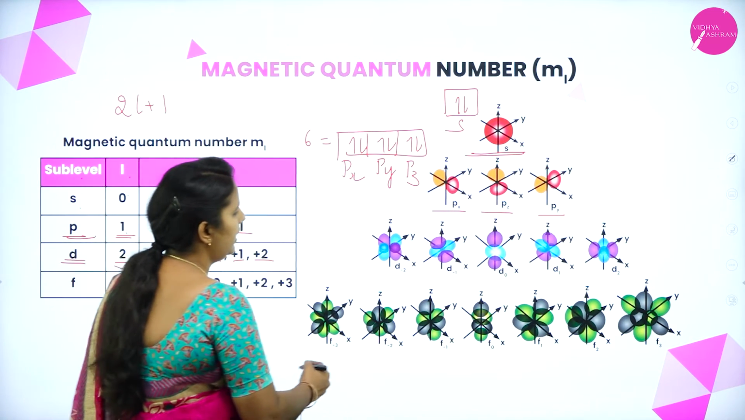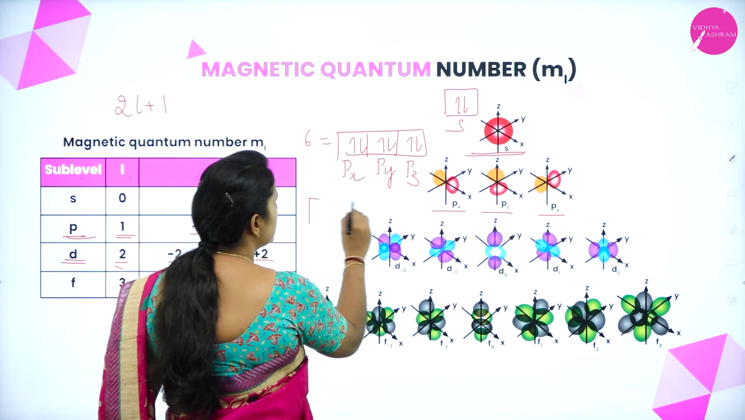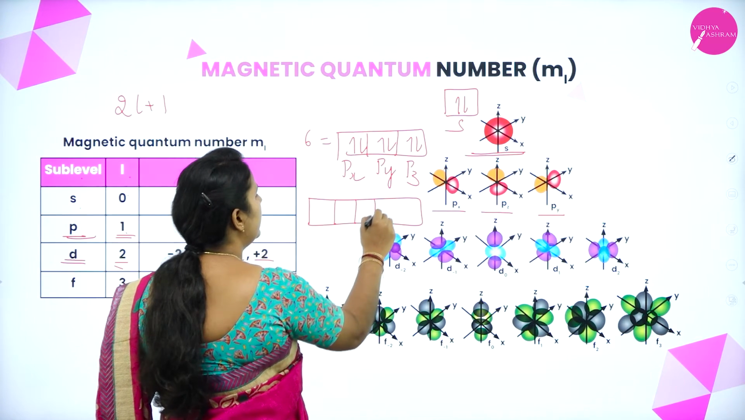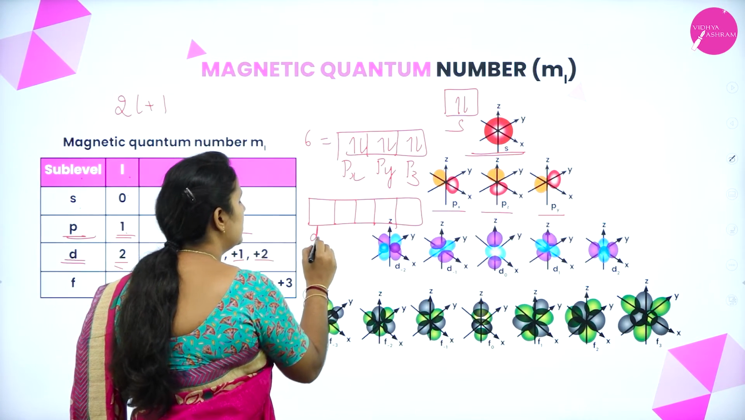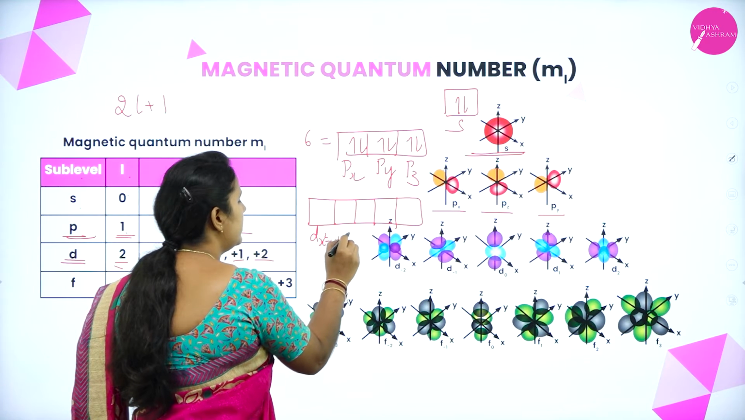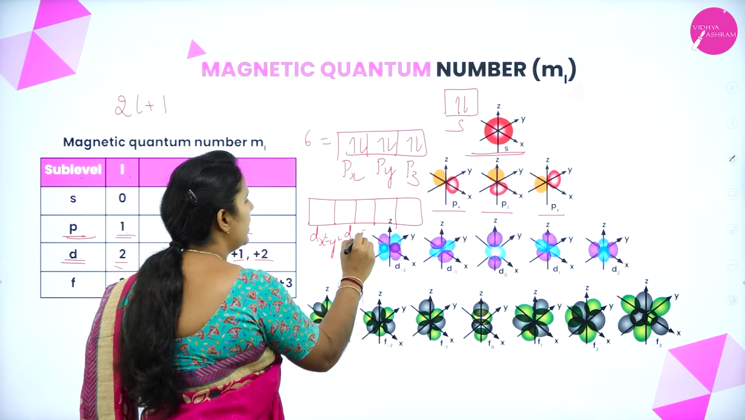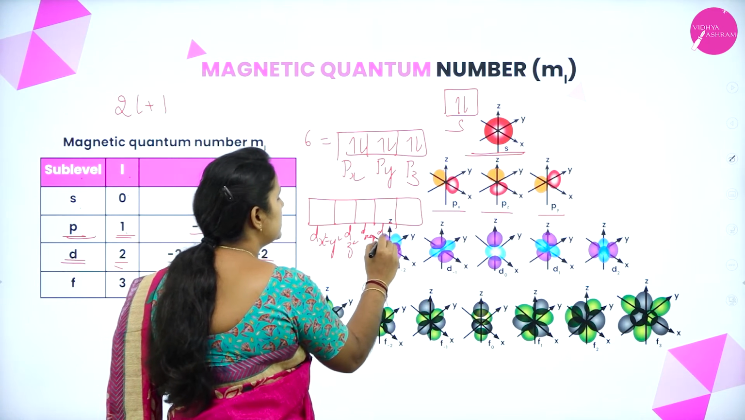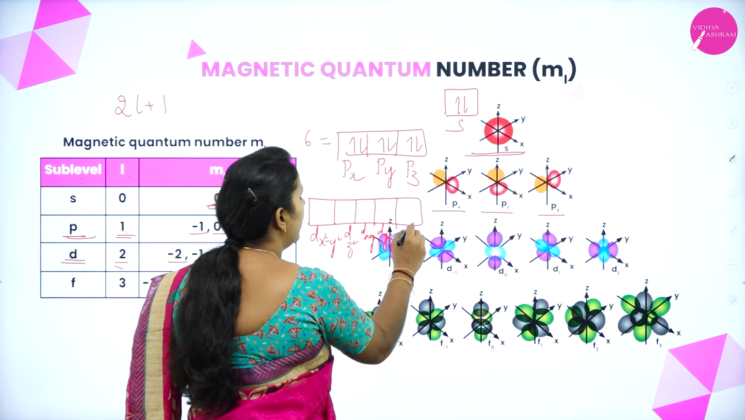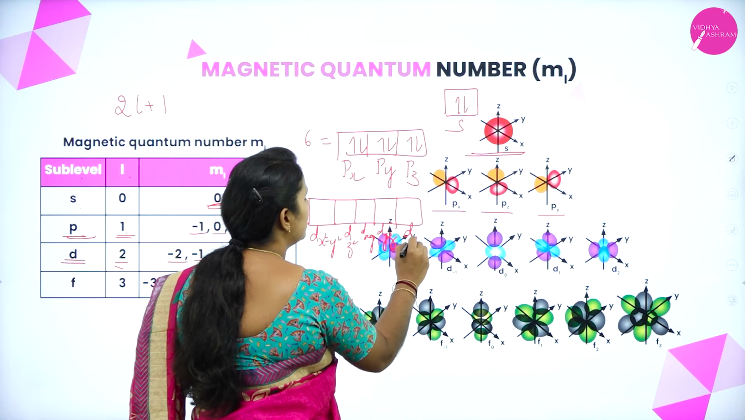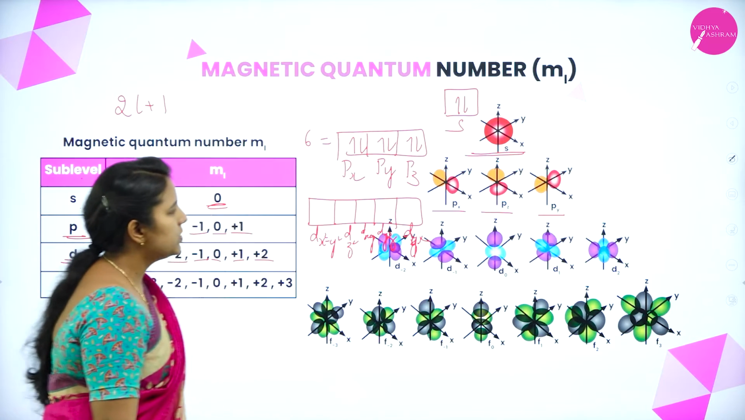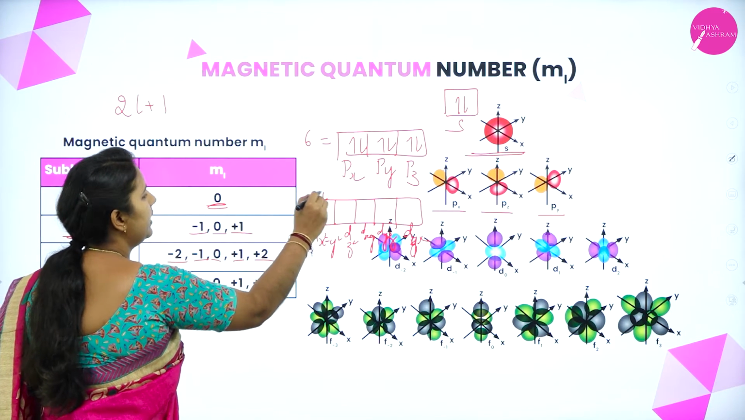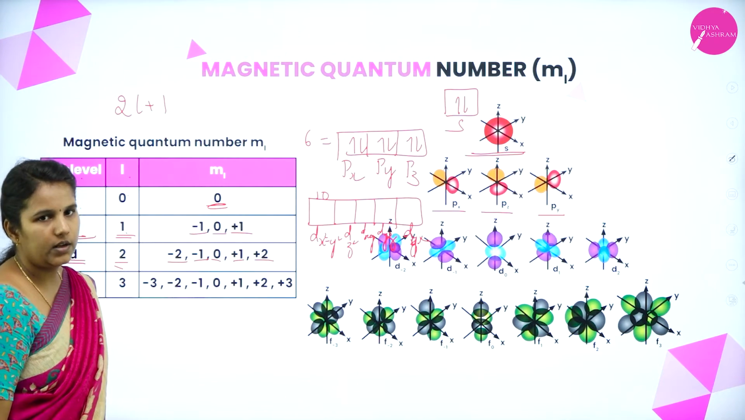Here you can see that the d orbital can be represented with the phi orbital, that is dx square minus y square, dz square, dxy, dyz, dzx. So, maximally we can fill 10 electrons in this d orbital.